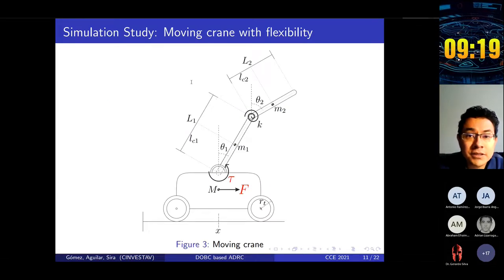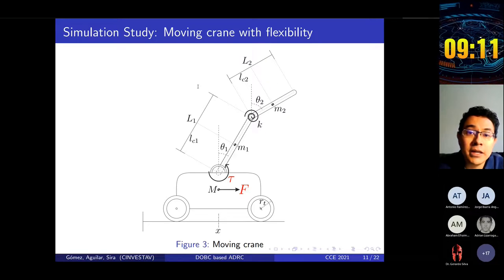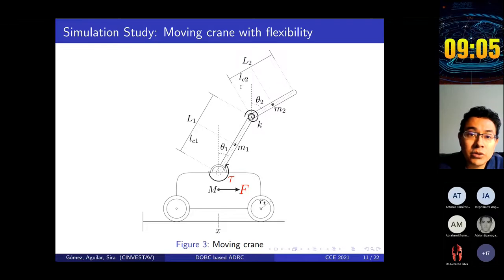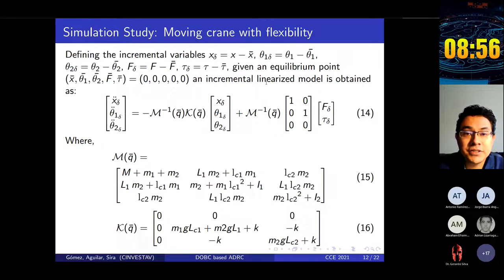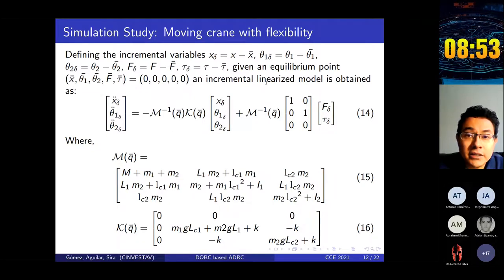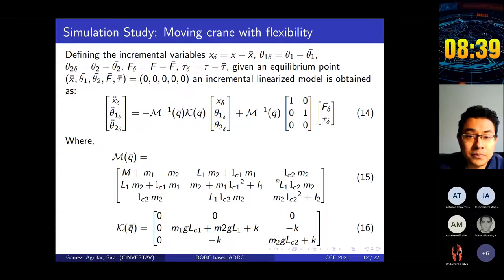Now, we test this scheme on a non-trivial moving crane example. The main objective is to locate the end effector of the mechanism on a desired position. We have initially as a control input a torque tau and a horizontal force F. The nonlinear system is non-flat, so we take the linearized system around an operating point. This point is aligned to the vertical for the arm of the mechanism. The linearized system is controllable and has the presented structure.